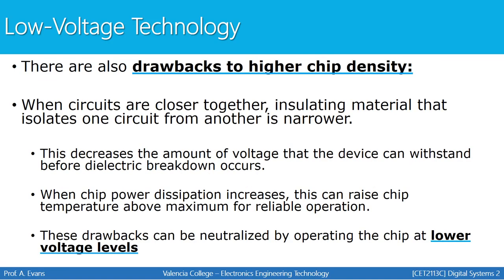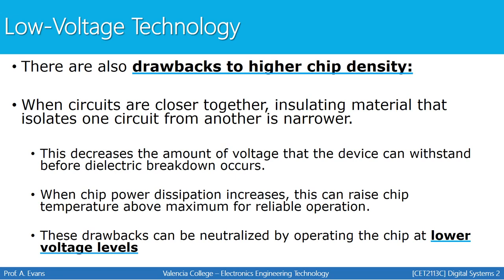But there are some drawbacks. When circuits are closer together, the insulating material that isolates one circuit from another is narrower. And this decreases the amount of voltage that the device can stand before dielectric breakdown occurs, which basically is a breakdown of the materials that cause your circuit to operate the way it should. When chip power dissipation increases, this can raise the chip temperature above the maximum temperature you would want for reliable operation. And these drawbacks can be neutralized by operating the chip at lower voltage levels.